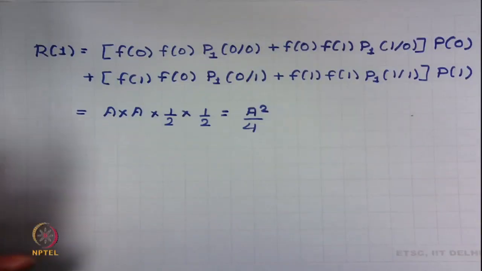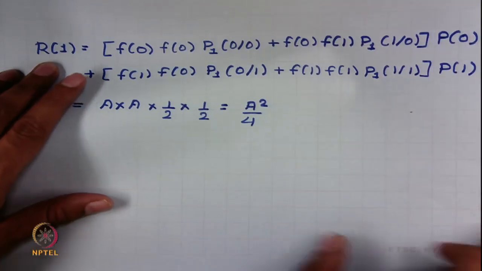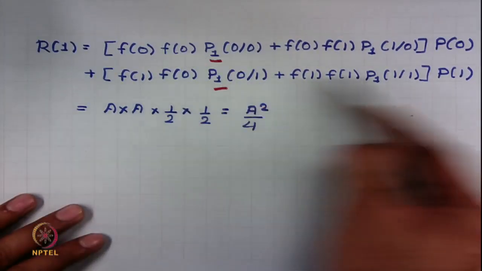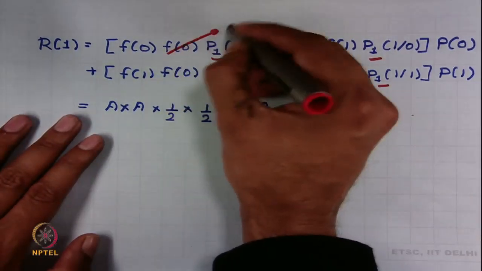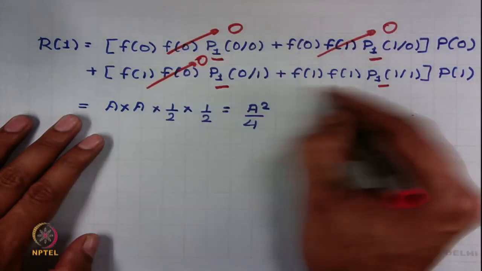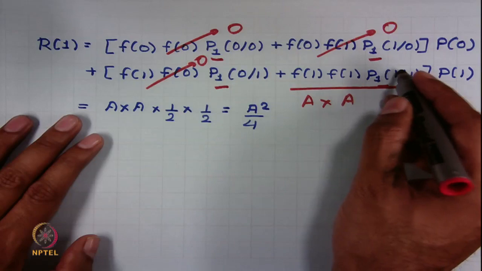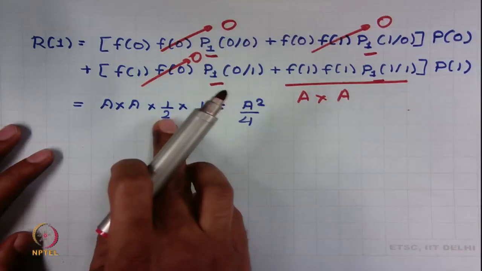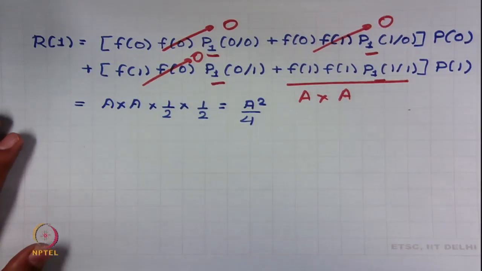Similarly, let us try to find R of 1. So, what is the difference between R of 0 and R of 1? Not much. So, instead of these P 0 0 given 0, now we have P 1. So, this has changed, everything else remains same. And same as before, this term will have no contribution, this term will have no contribution, this term will have no contribution. What is the contribution? So, f of 1 is a, f of 1 is a, p 1 1 given 1. Let us check this out. We have already obtained p 1 1 given 1, this is half. So, half times p of 1, which is half. So, I end up with a square by 4, and this is exactly what we derived before as well.